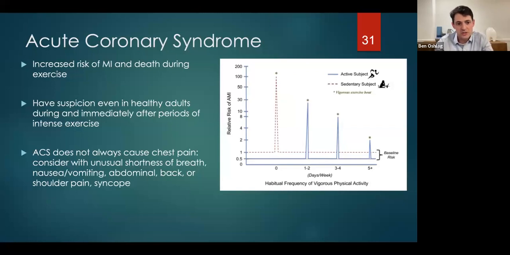And it doesn't always cause chest pain. Consider it with unusual shortness of breath, nausea, vomiting, abdominal pain, back pain, shoulder pain, and of course, syncope. So when you have that collapsed athlete, have that in the back of your mind as something to say, like, could this be an MI?